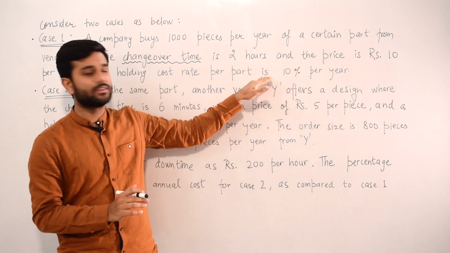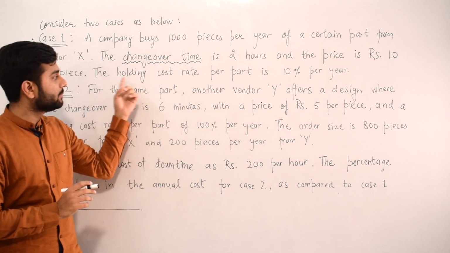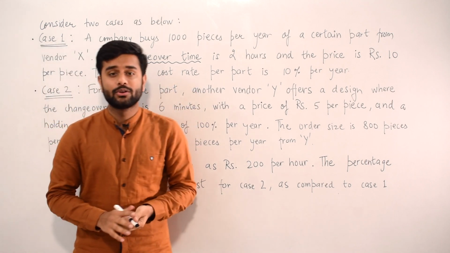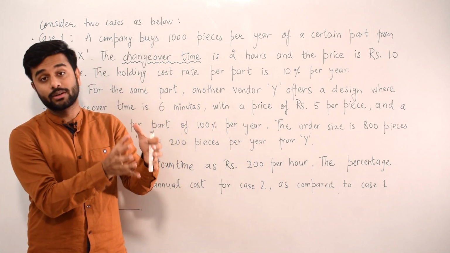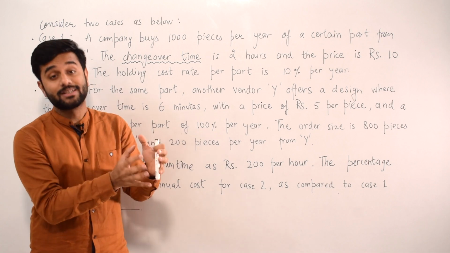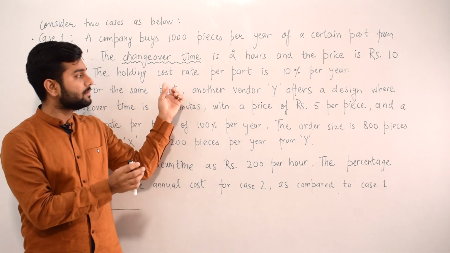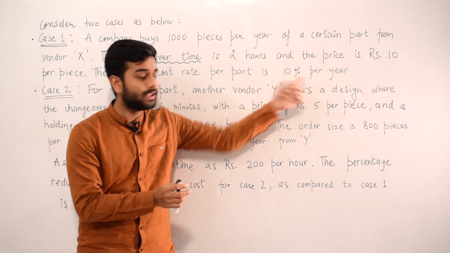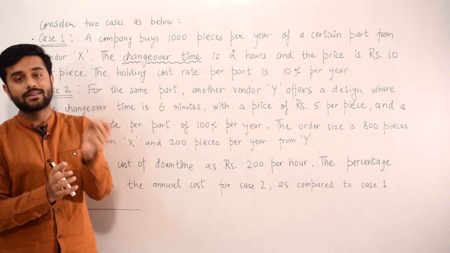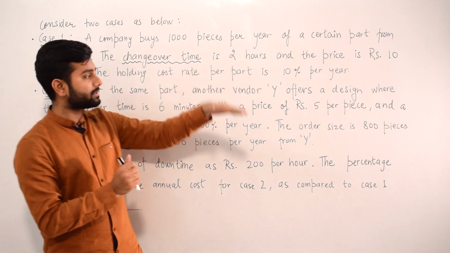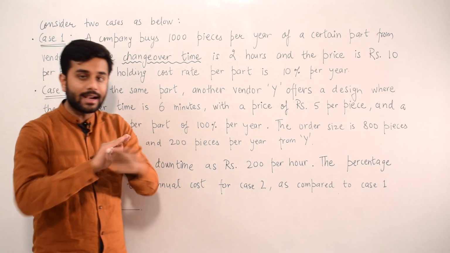This is also something which we know from the different inventory models, what exactly it means. I have also told you earlier why holding cost is a percentage of the total purchase cost of that piece, of that part. So the same thing is written here: it is 10% per year, meaning 10% per year of the price of a single part. We will discuss that later. So this is case 1. Case 1 ends here.